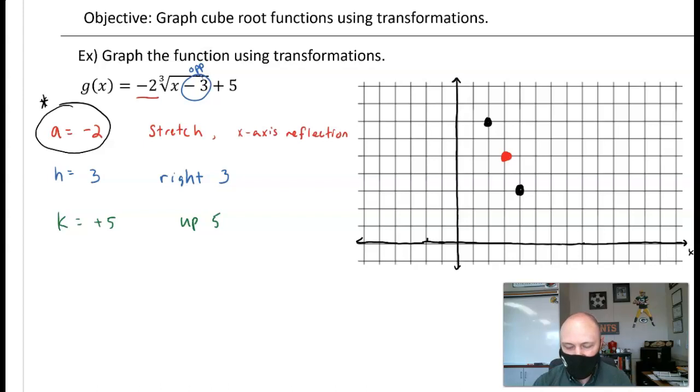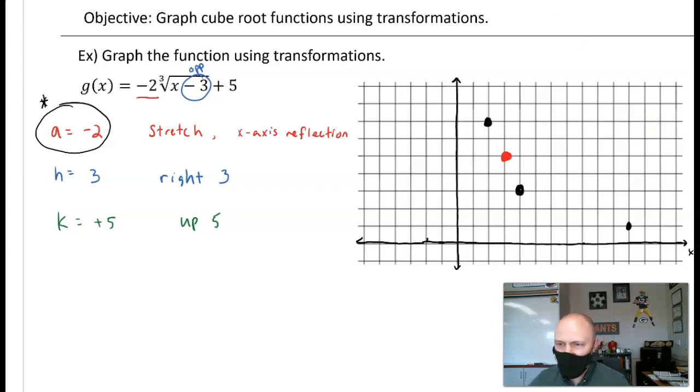Okay, back to my anchor point. Now I'm going to do my 8s. So I go right 8: 1, 2, 3, 4, 5, 6, 7, 8. And then instead of going up 2, again, my a value is -2, so I have to multiply, and I get down 4, right? Positive 2 times -2 is -4. So 1, 2, 3, 4.